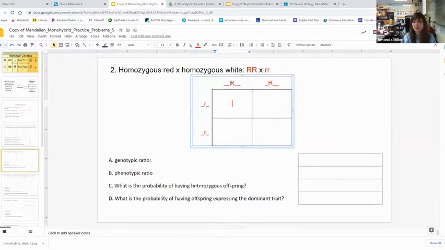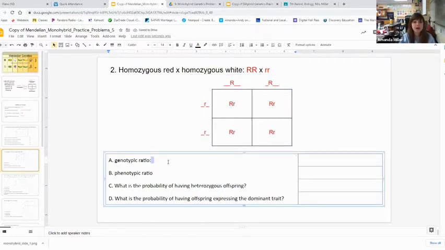So now to do the cross, all I do is say, okay, here's a big R, here's a small r. I'm just combining them in a grid, right? So big R, small r, big R, small r, big R, small r. Again, the dominant allele, we're going to write that first. It makes sense. If someone is dominant, they want to go first, okay? And big R, small r.